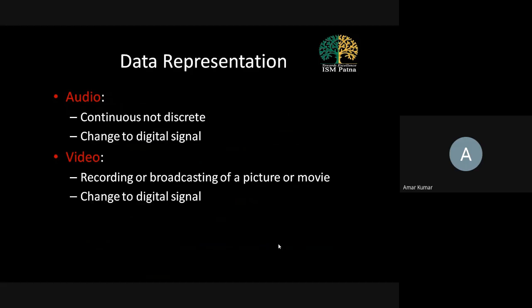Video: recording or broadcasting of a picture or movie, change to digital signal. So these are the data representations.